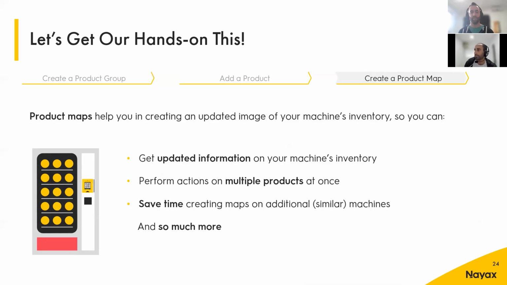And the idea here by creating a product map is to enable you to get an actual visual representation of everything that's been going on in your machines. You will see the current inventory status of all of the products that you have on your machine. You can also perform different actions on different products at once.